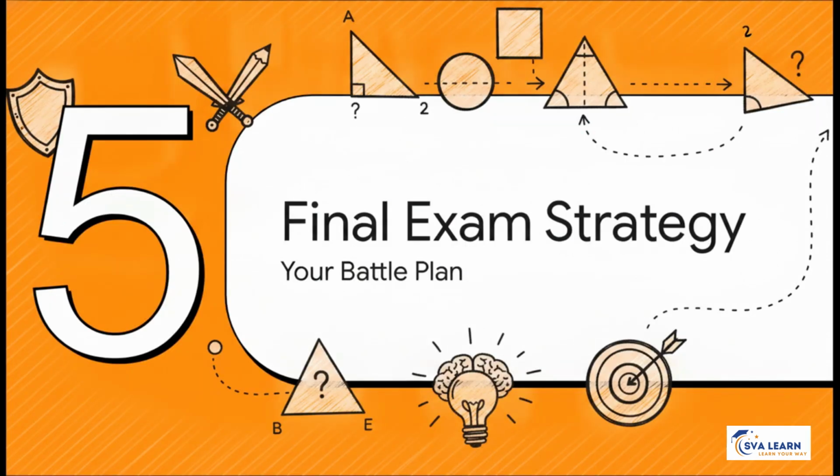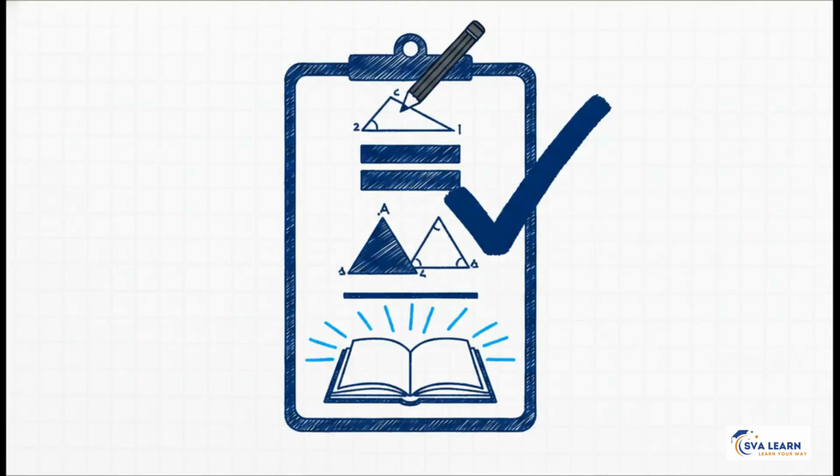Which brings us to Section 5, the final exam master strategy. This is your battle plan. Let's pull all these evaluator secrets together into an actionable, high-yield checklist for exam day. Lock this into your brain. Number 1, never skip the diagram. It's an automatic half mark. 2, always structure your proofs with separate, clear headings for data, to prove, and construction to easily secure presentation points.